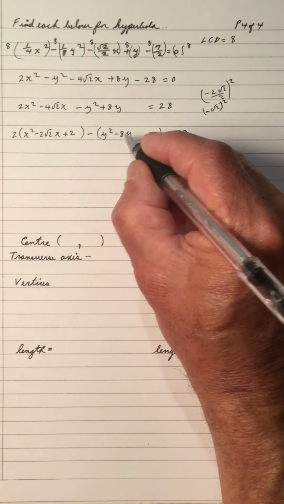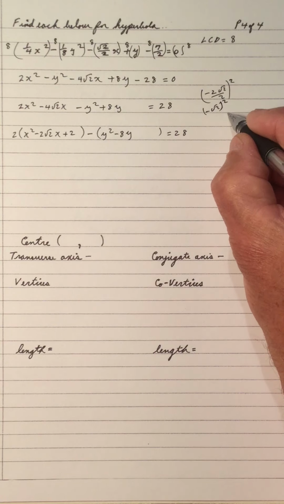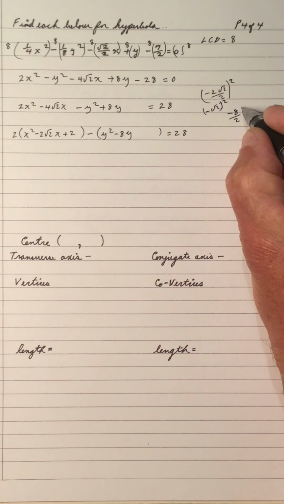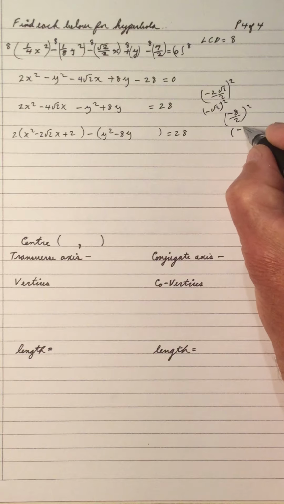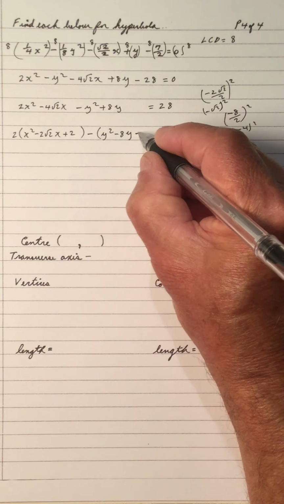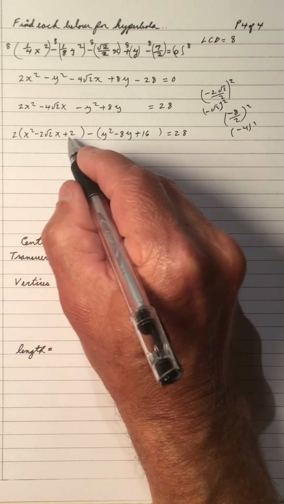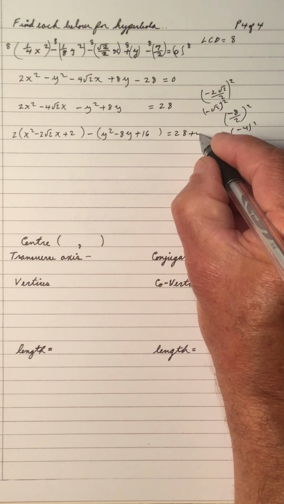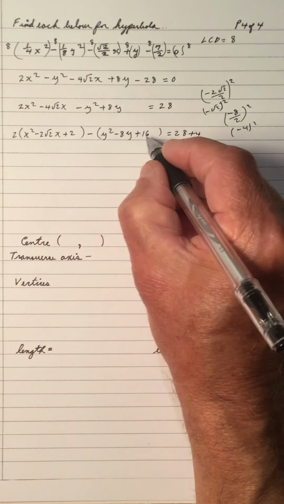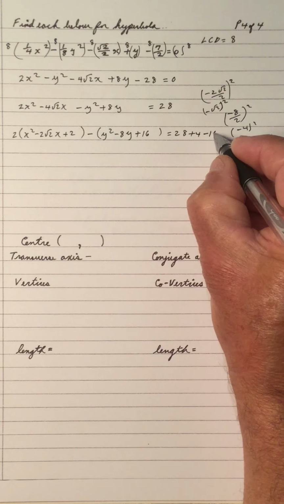And right here, a half of negative 8. So I take the negative 8, I take a half of it, and I square it. So that's negative 4 squared. So that becomes 16. Now when I put the 2 here, I have to balance it. So 2 times 2 makes it 4. And negative 1 times 16 is a negative 16.